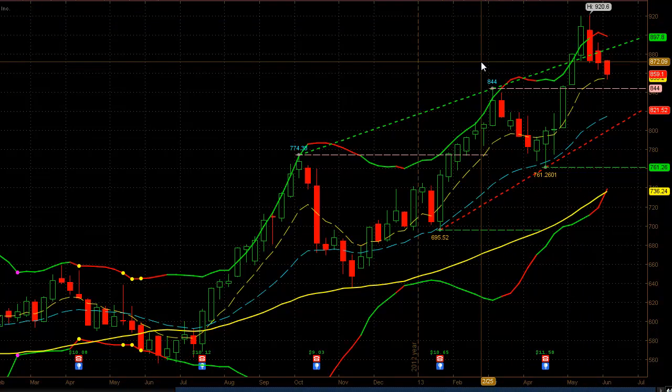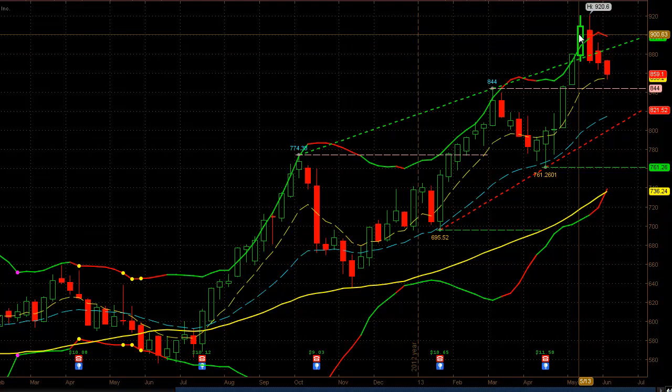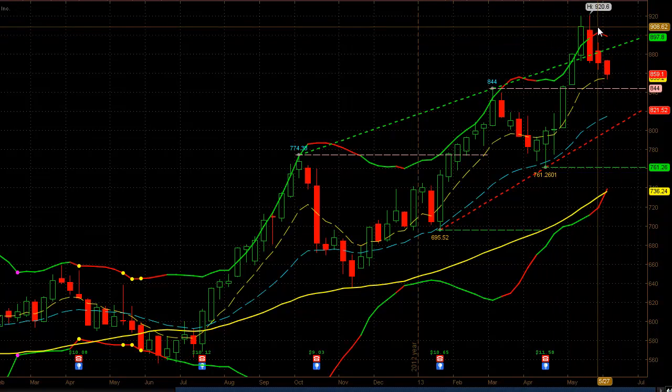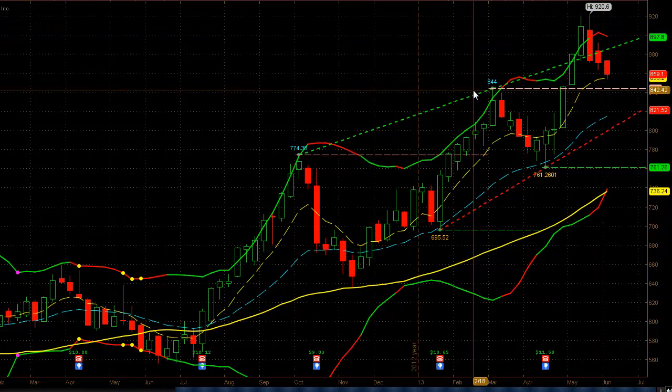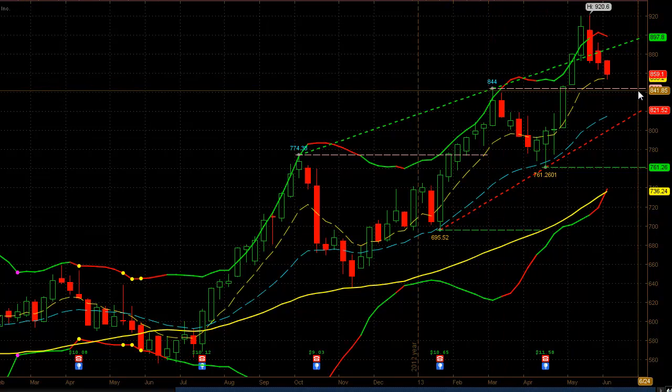Our system is short the NQ. It went short the 22nd of May. It also went short Google on the 22nd of May. So our cycle model is showing a cycle high here, and the next major level of support is 844 right here, this pivot high extension.